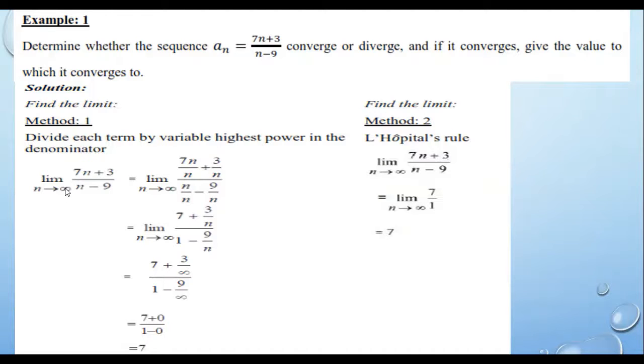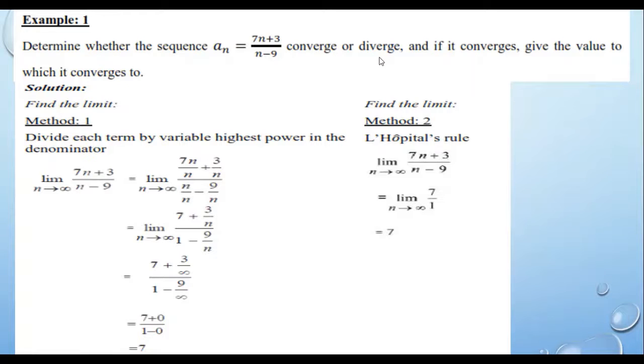Now, when it is approaching infinity, one method is you divide by the highest power, which is n. You cancel off, and you'll get 7 on top. 3 upon n will be 0, and n upon n is 1, 9 upon n will again be 0. So the answer will be 7. That's one method. Another method is to use L'Hopital's rule. That means differentiate the numerator and differentiate the denominator. 7 differentiates to 7, and 3 differentiates to 0. n differentiates to 1, and 9 differentiates to 0. So you're getting 7 upon 1, which is 7. That's using L'Hopital's rule.